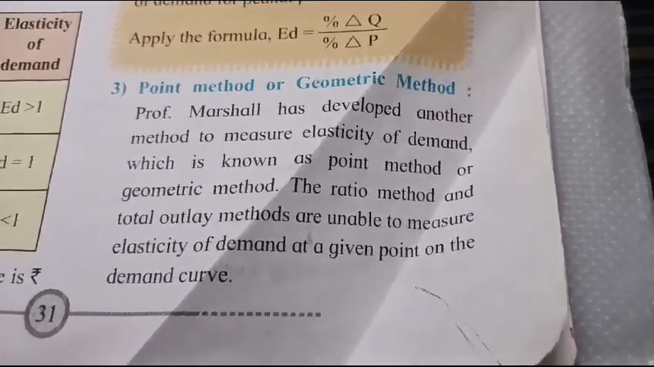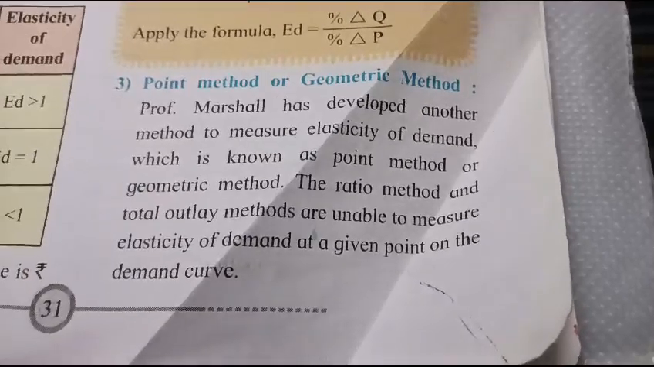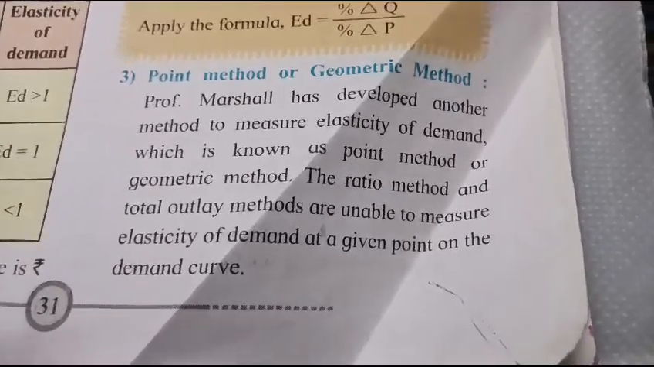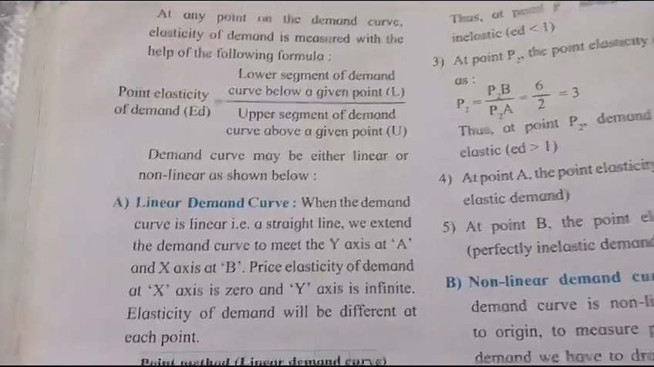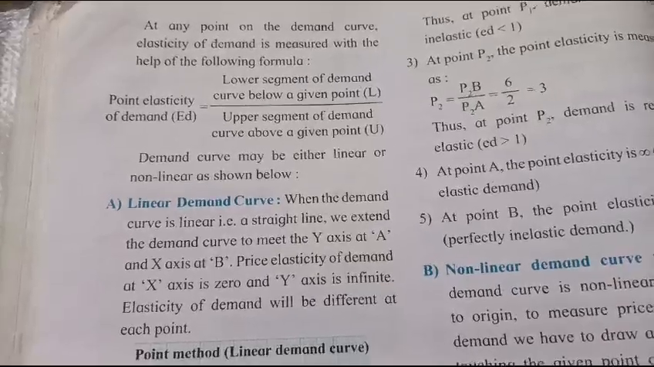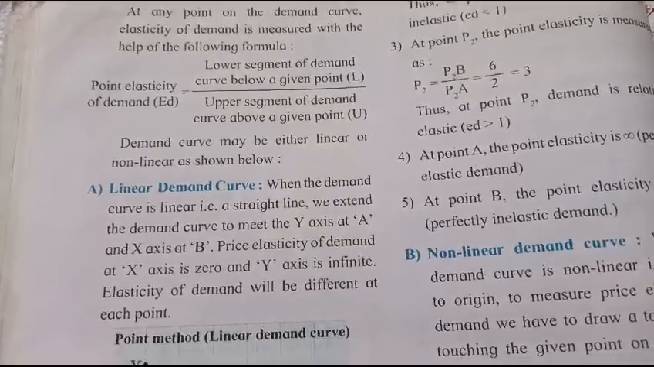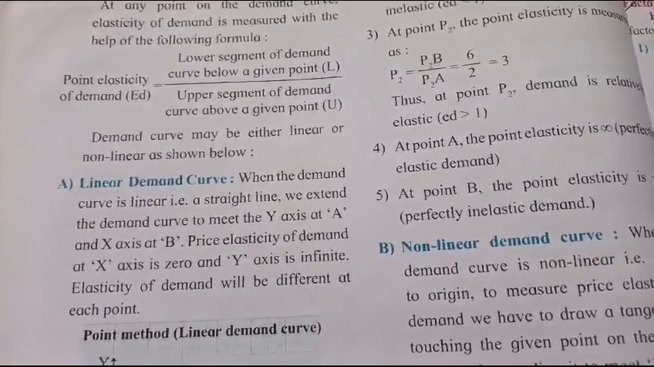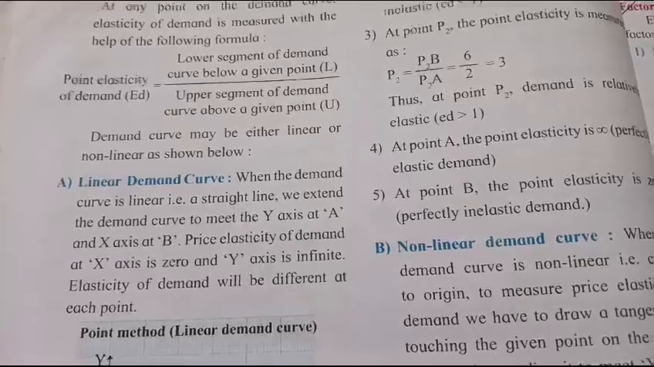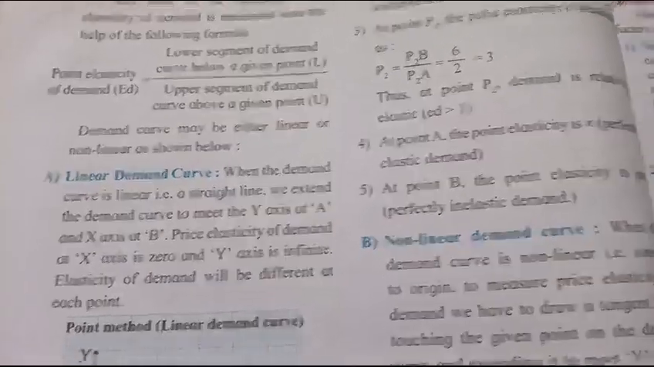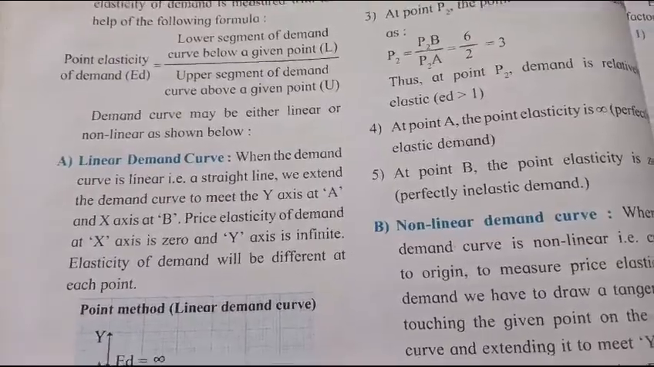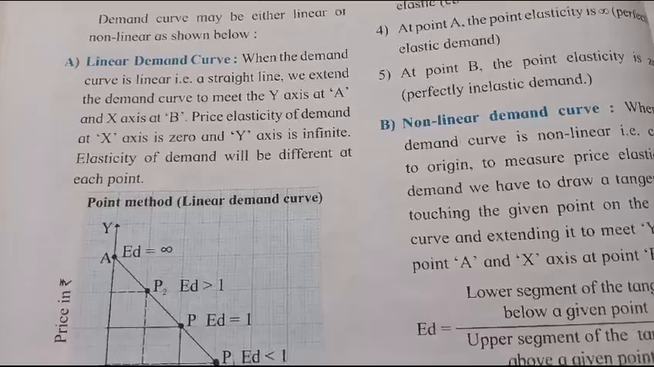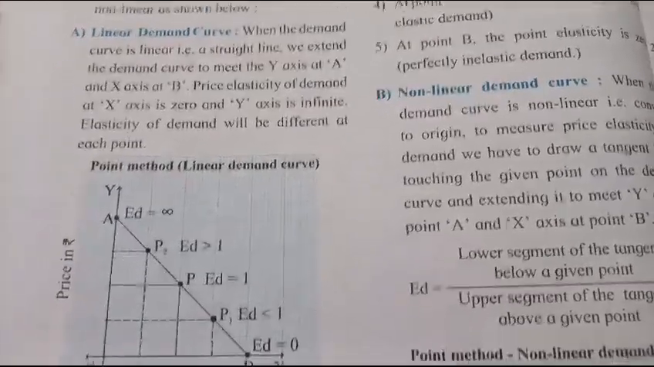The ratio method and total outlay methods are unable to measure elasticity of demand at a given point on the demand curve. At any point on the demand curve, elasticity of demand is measured with the help of the following formula. Point elasticity of demand, ED, is equal to lower segment of demand curve below a given point, L, by upper segment of demand curve above a given point, U. Demand curve may be either linear or non-linear as shown below.